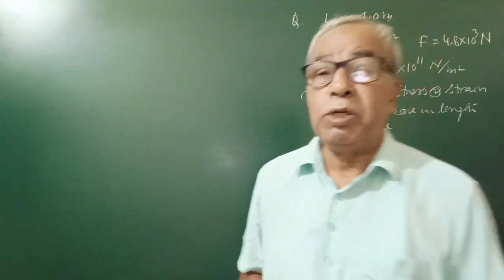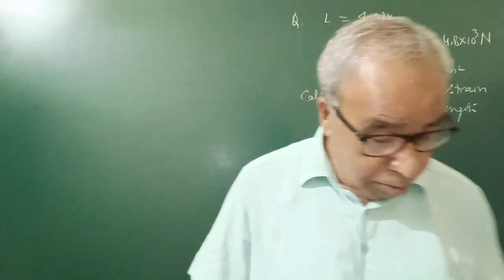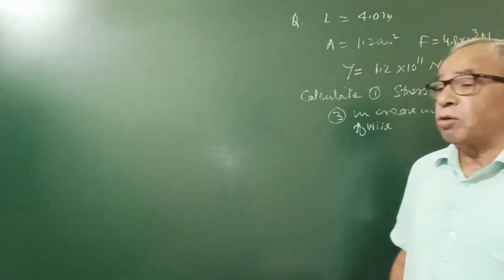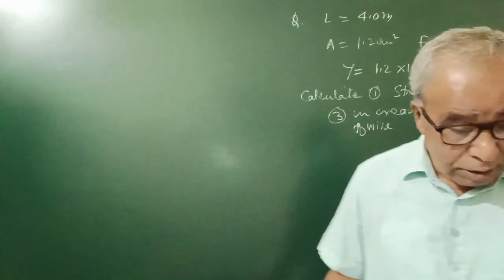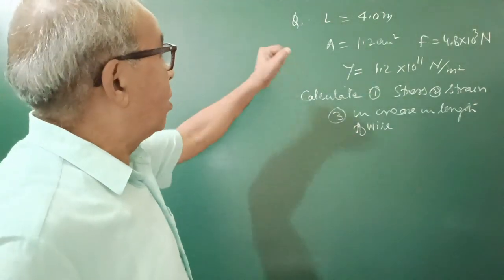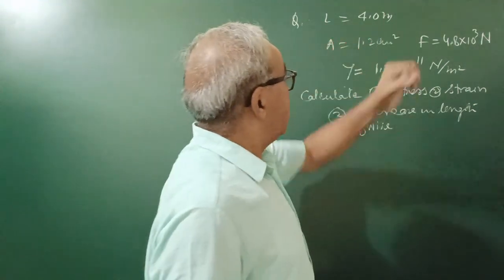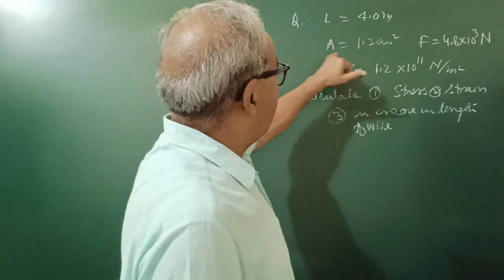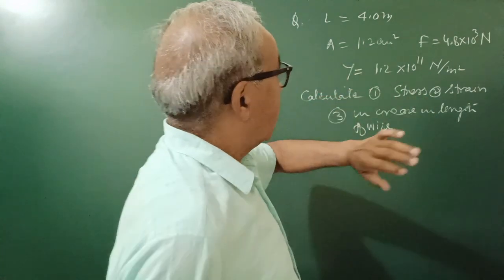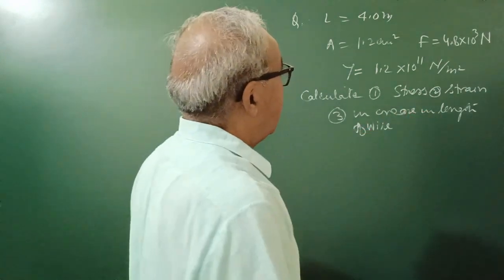Dear students, in this video I will take some simple questions based on last D, just for practice of numerical, how to solve. First question here is that a copper wire has length of 4 meter, cross-section area 1.2 centimeter square, Young modulus 1.2 10 to the power 11 Newton per meter square.